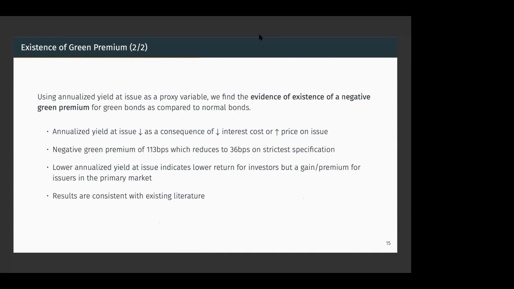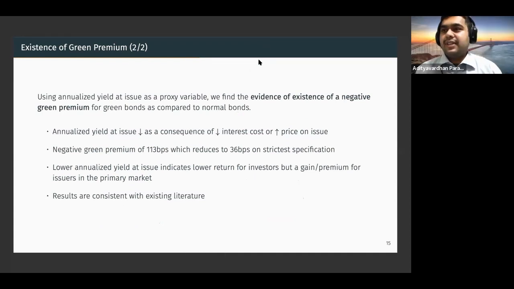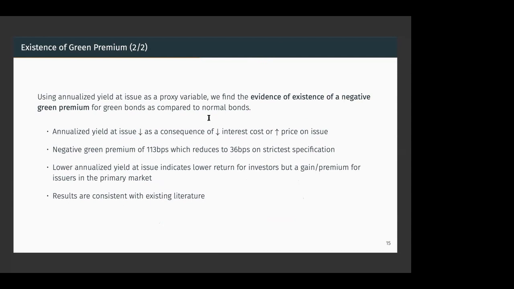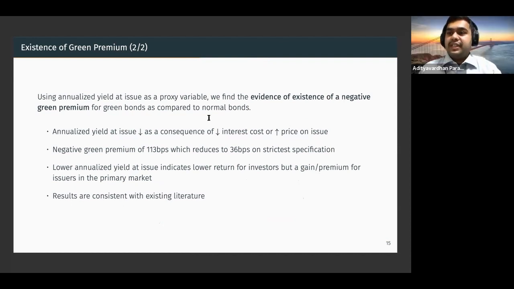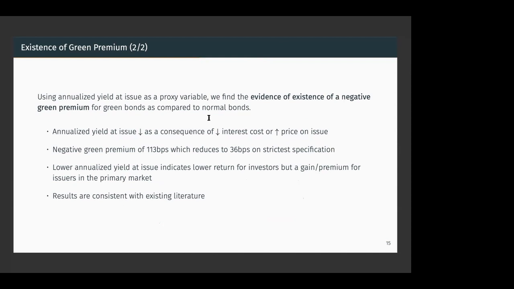Just one quick question. Sorry, Aditya. Yes. The economic significance, you said it's 36 basis points or percent, or what was the unit? It's cheaper at issue, so it's 36 basis points or 0.36%. Okay, 36 basis points. Thank you.